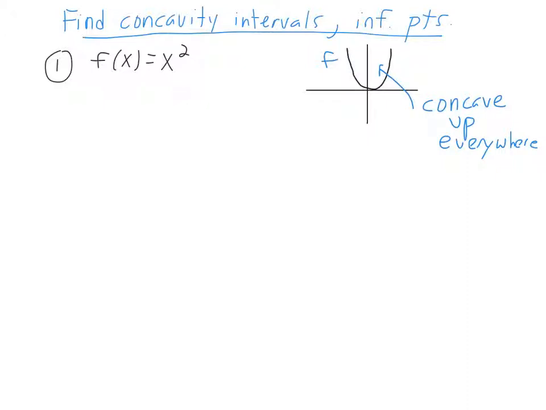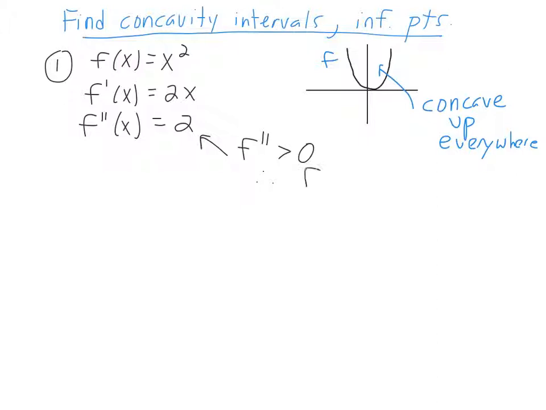Well, let's look at this algebraically. To get to the second derivative, we of course need to first get the first derivative. So our second derivative is just the number 2, right? And so that tells us that our second derivative is greater than 0. Okay, so therefore we see that f is concave up everywhere. And so in this situation, there are no inflection points, right? The concavity never changes, so we don't have any inflection points.